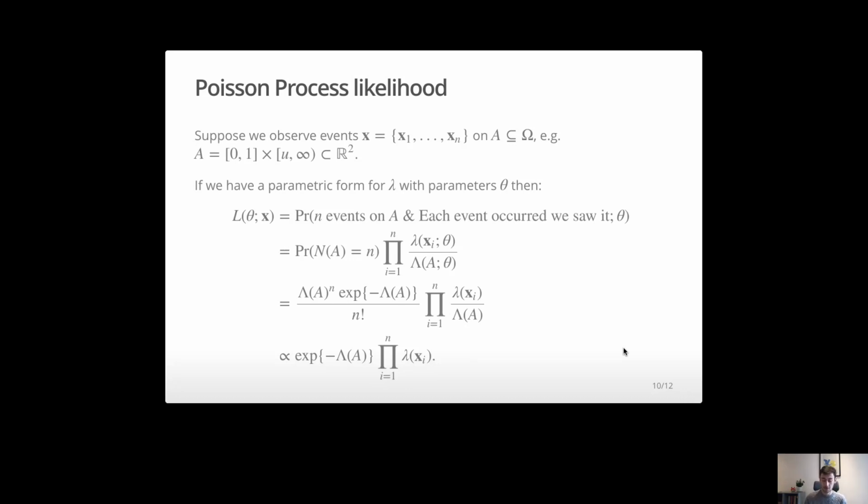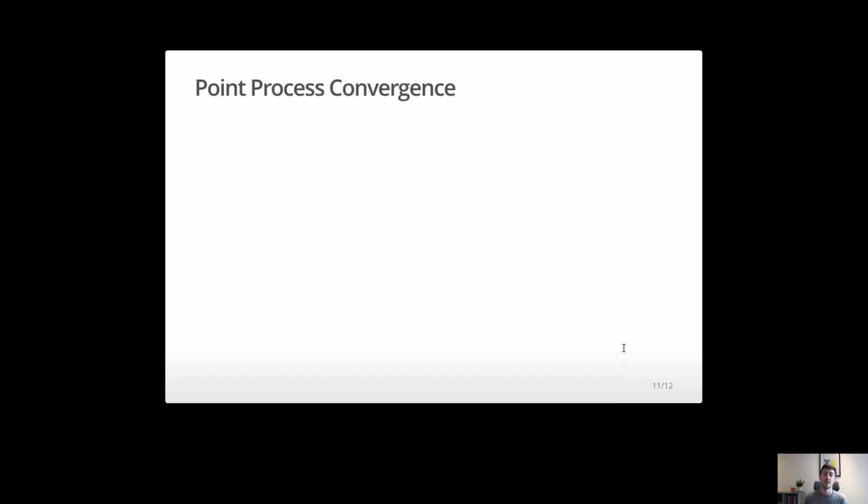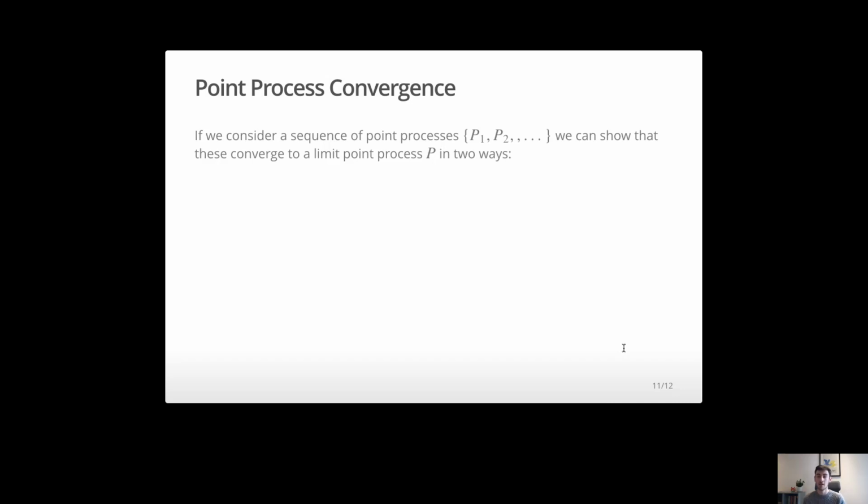The other concept that is useful when we're thinking about extreme values as a point process is the idea of point process convergence. To think about this, we need to think about more than one point process, and in fact a sequence of point processes, which we'll describe here by P1, P2, and so on. If this sequence of point processes converges, then we're going to say that it converges to a limit point process P, and we can demonstrate that this happens in one of two ways.